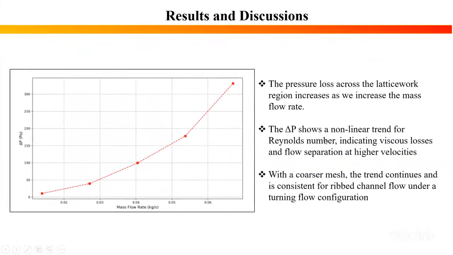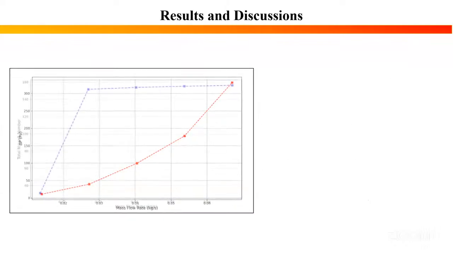Now let's come to basic results and discussion. Here we can see that the pressure loss is increasing in the lattice work region as we increase the mass flow rate, and the change in pressure shows a non-linear trend for Reynolds number, which indicates we are having some viscous losses and flow separation occurring near boundaries with higher velocities. Also, this is a coarser mesh, and if we refine our mesh further and further, we will tend to get the same physical results with more accuracy.